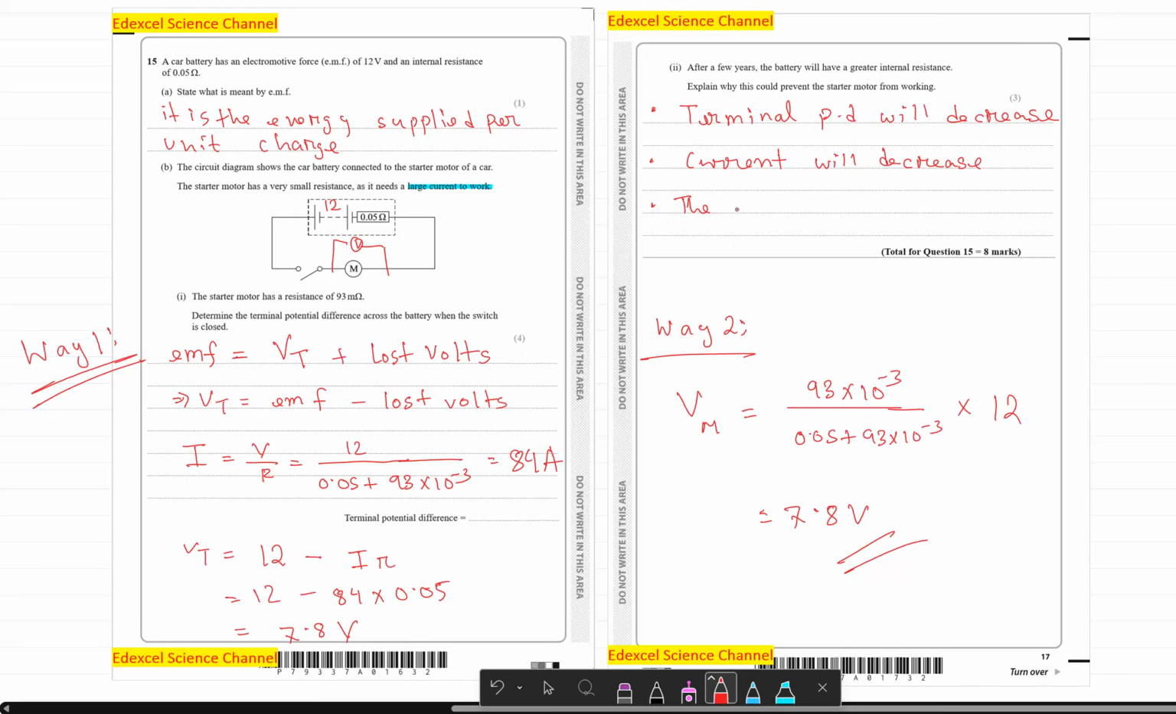Okay, the current will no longer be high enough for the motor to work.